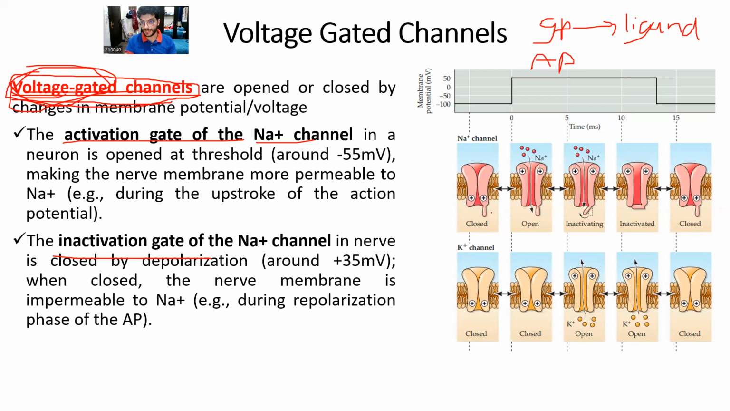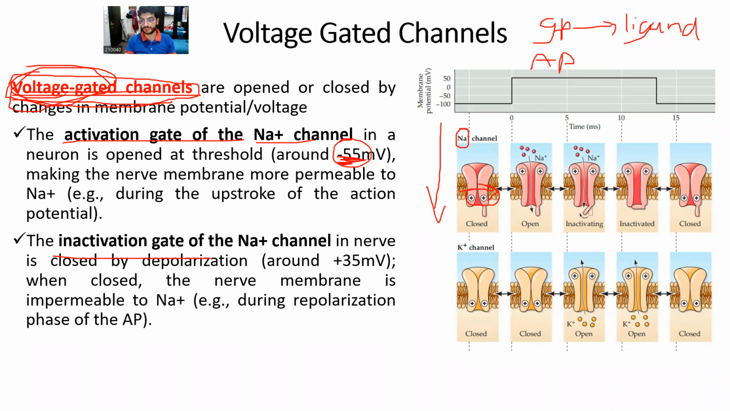They open through an activation gate. So there's an activation gate over here. Once it reaches that membrane potential, over here it says -55, it depends on the type of cell and what's going on. Once it reaches this point, this triggers the opening of the channel through the activation gate. Once it opens, it allows ions to come in. In this case, it's sodium.